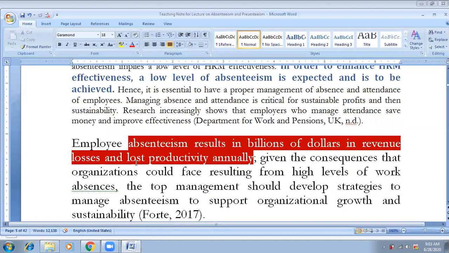So you see, further elaborating the importance of absenteeism management: employee absenteeism results in billions of dollars in revenue losses and lost productivity annually. Given the consequences that organizations could face from high levels of work absences, top management should develop strategies to manage absenteeism to support organizational growth and sustainability.